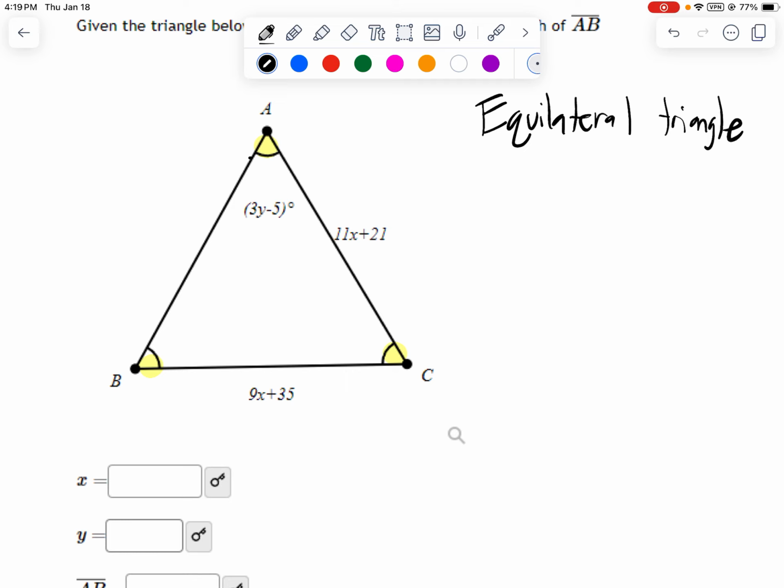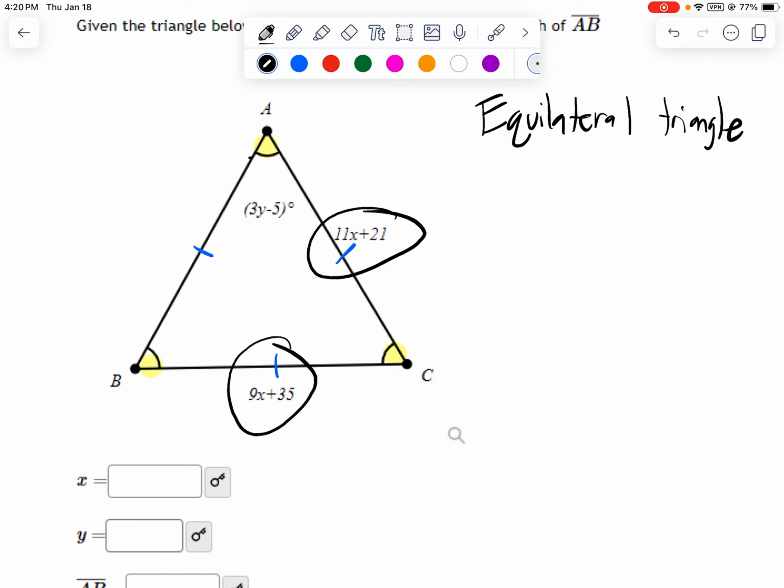So, what does that do to help you? Well, an equilateral triangle is guaranteed to have all three angles the same, which also means that all three sides are the same. For example, if this was 21, that would also be 21, and that would also be 21. They would all have to be equal to each other.